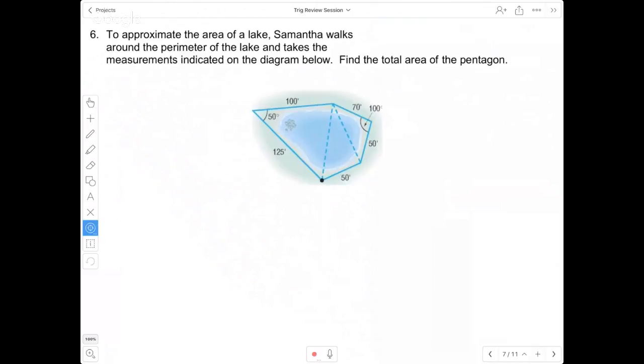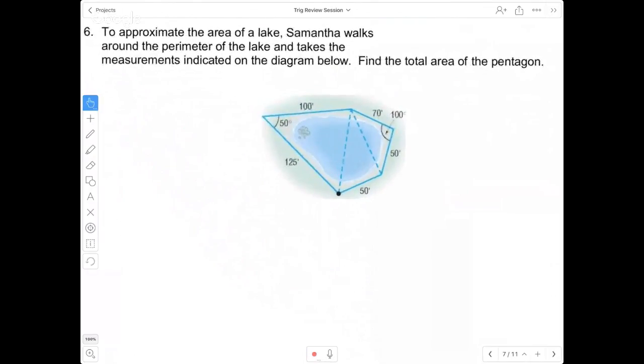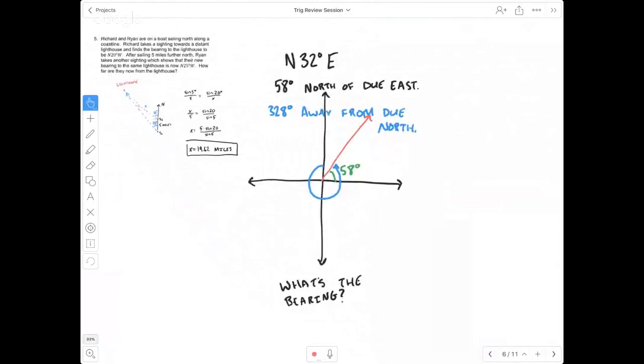Cool. Moving on to number 6, which says that to approximate the area of a lake, Samantha walks around the perimeter of the lake and takes the measurements indicated on the diagram below. Find the total area of the Pentagon. Now, earlier Tomas had asked, are you going to give just the similar questions with different numbers. I'm pretty sure there is a question that's pretty similar to this one on the real exam.